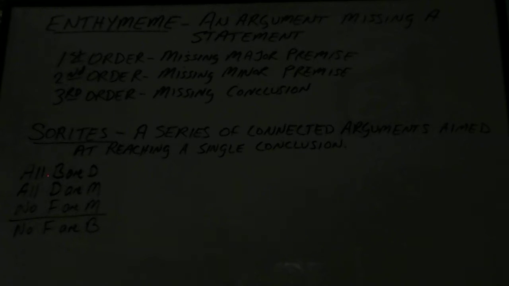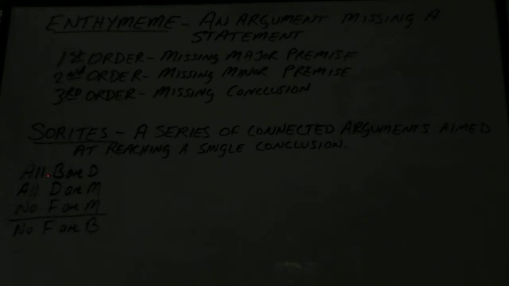On the screen, you'll see an example here. All B are D, all D are M, therefore no F are M, therefore no F are B. Okay, so again, all B are D, all D are M, no F are M, therefore no F are B. Now there's no way you could evaluate this argument the way that it's presented now, because a syllogism, and therefore the mood and figures, the rules method, all of those things work on a syllogism, two premises leading to a conclusion. But this is three premises leading to a conclusion.